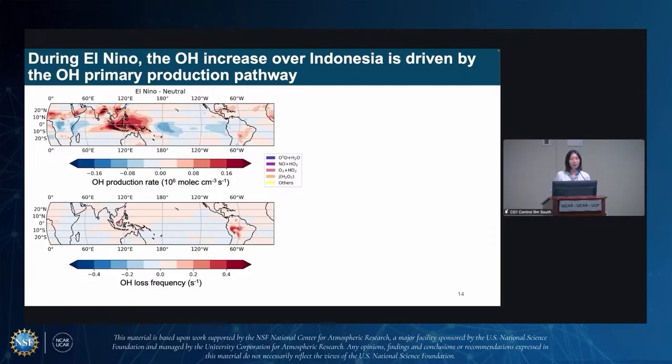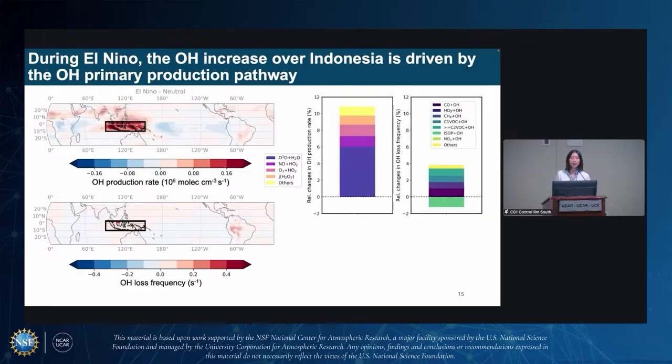So what I'm showing first is during El Nino, the changes in the OH production rate at the top and the changes in the OH loss frequency at the bottom. From this map, you can easily tell that the changes in the OH is pretty much dominated by the changes in the OH production rate, while the OH loss frequency stay relatively constant.